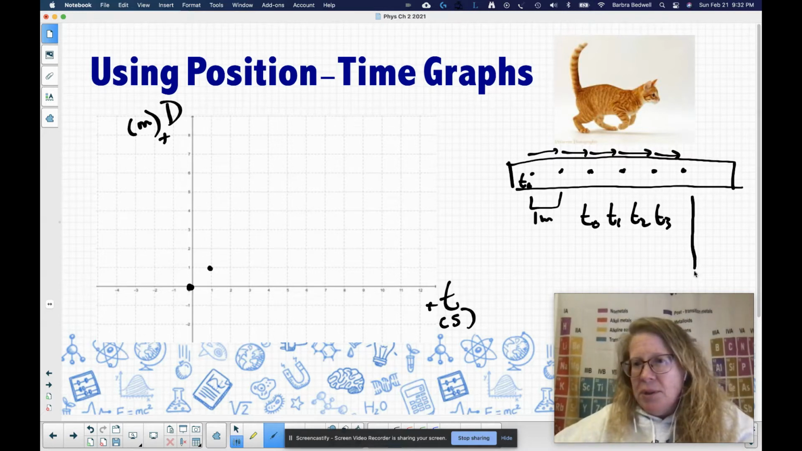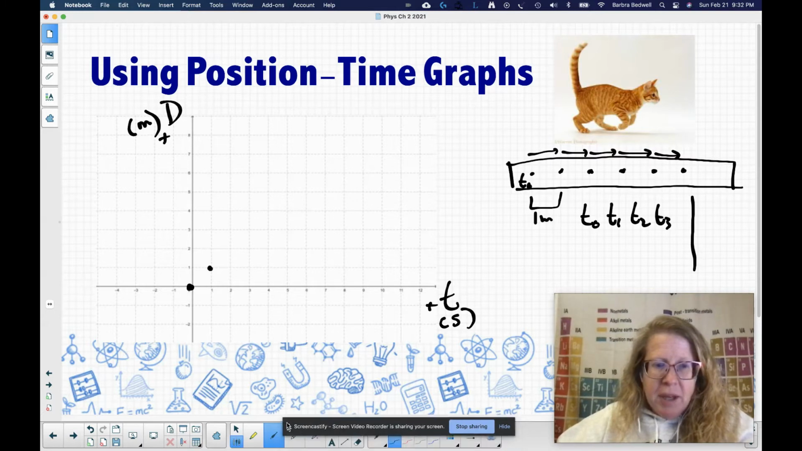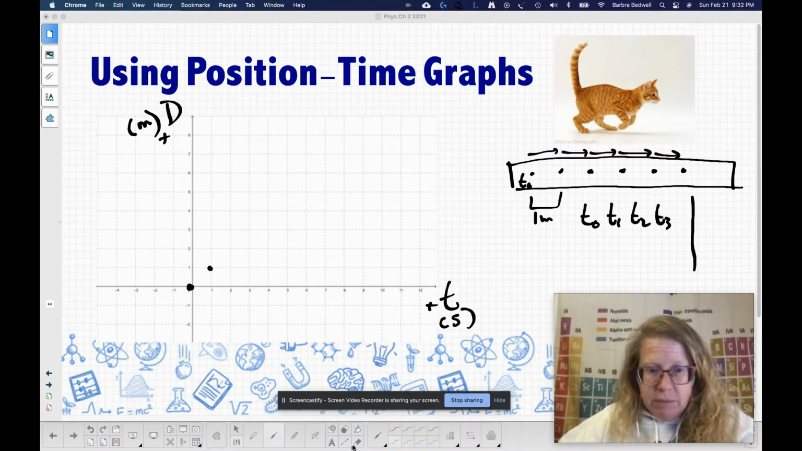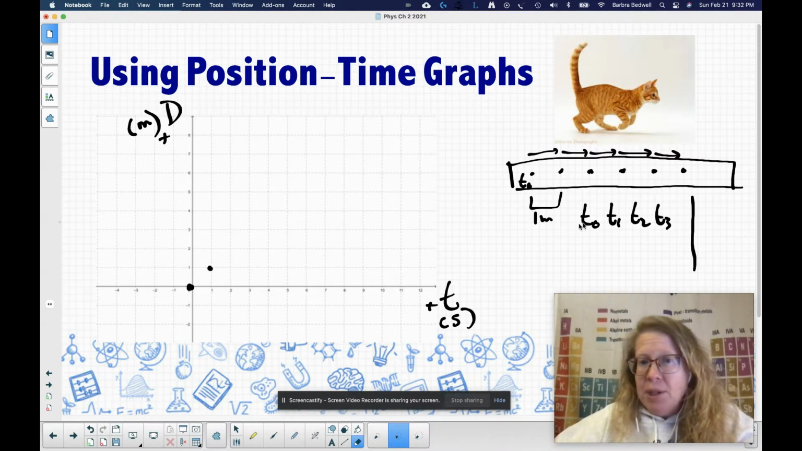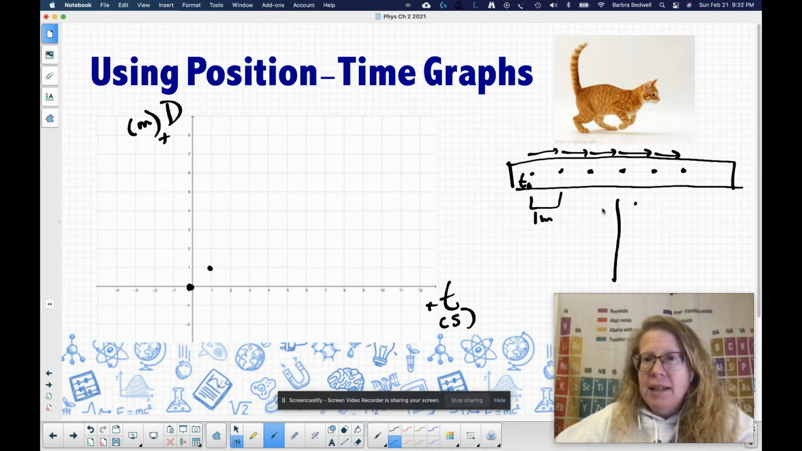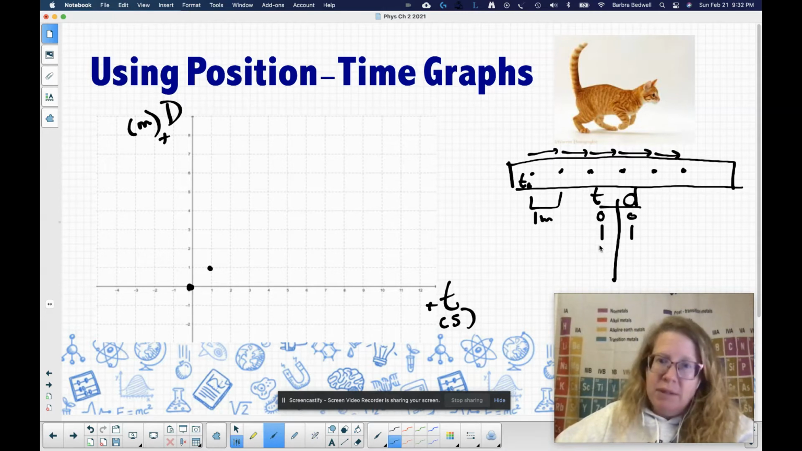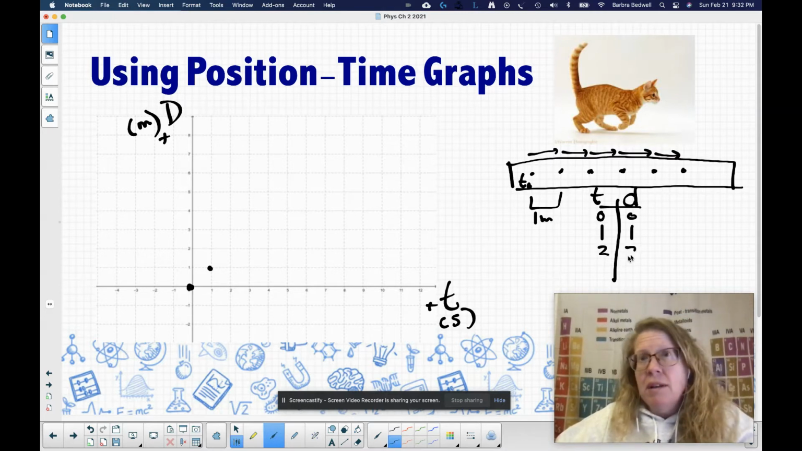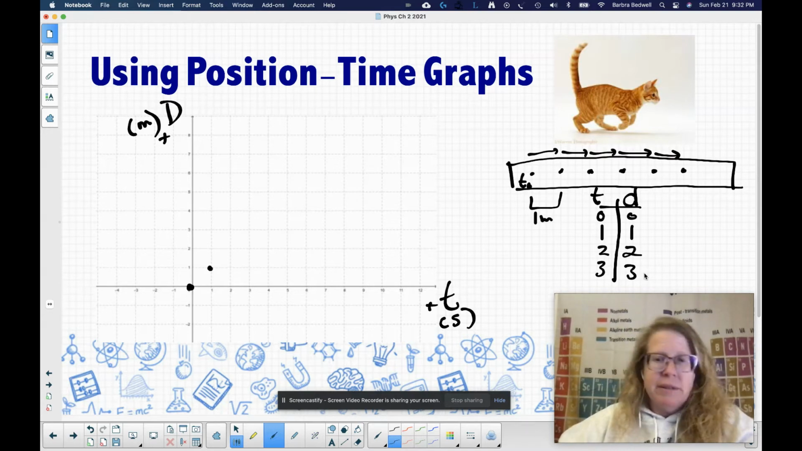I'm going to do a little table like this. It'll make our lives a little bit easier. At time equals 2, where is it? At every particular second, it's basically moving forward 1 meter, right? That's where it's going. So this is a time and displacement or distance kind of thing. Time equals 0, its distance is 0. Time equals 1, distance is 1. Time equals 2, now it's gone 2 meters. At time equals 3, it's gone 3 meters, etc.